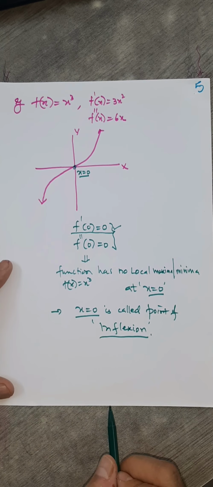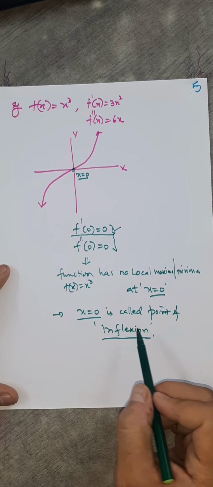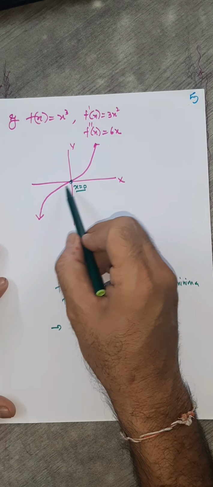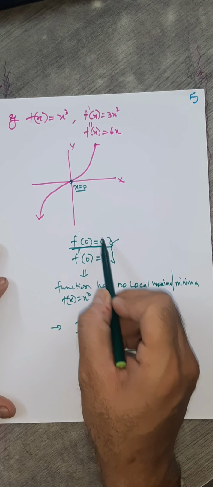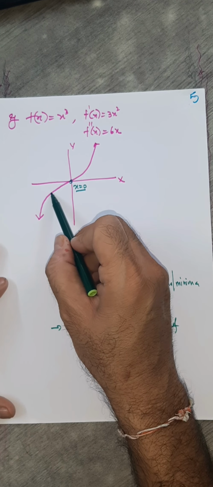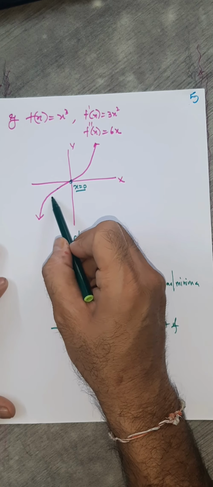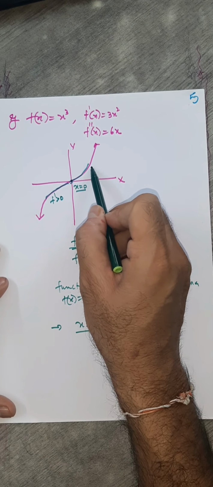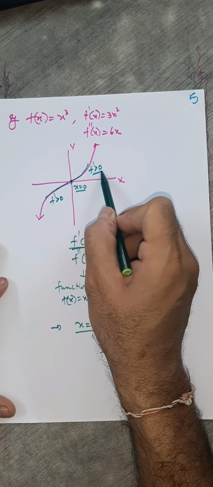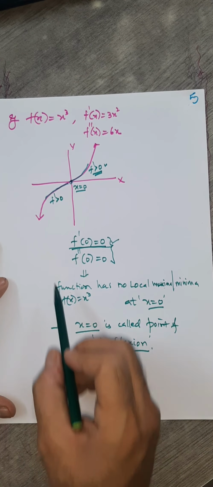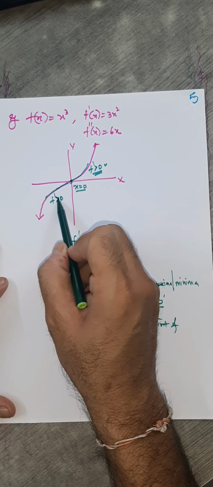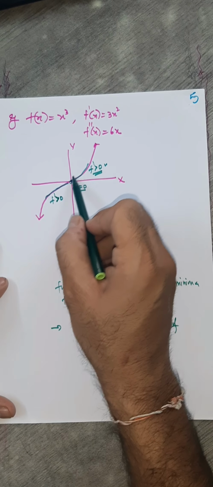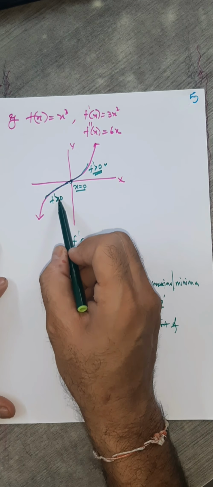It's called the point of inflection, where the function has no maximum as well as no minimum value. You can see here the first order derivative is 0, but still the graph goes up. So f dash x is positive, increasing. Here also increasing. Here also f dash x is positive. You can see, so here the graph goes up only. The function increases every time, even as it passes through the origin.